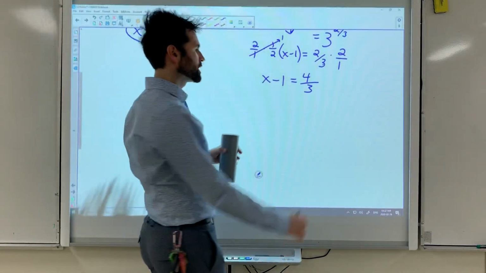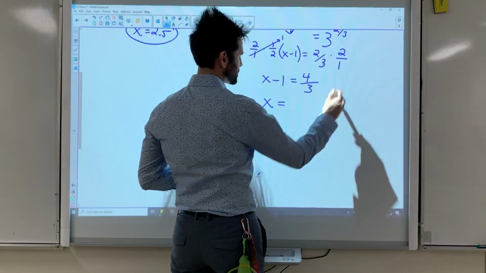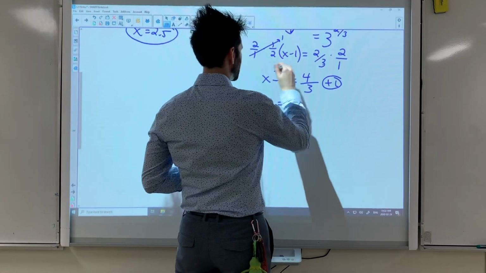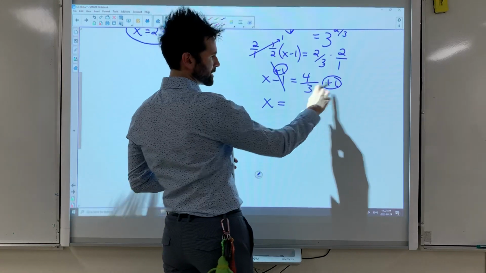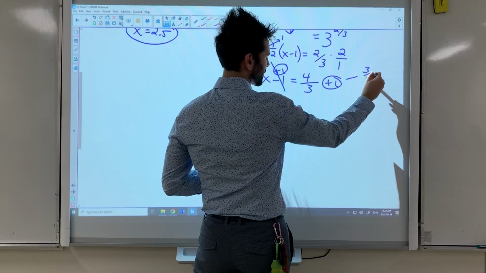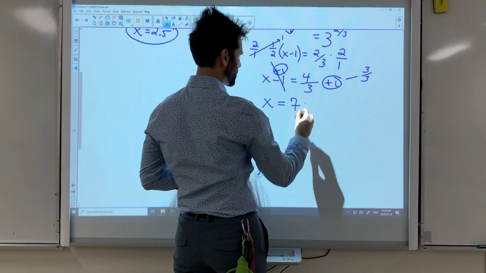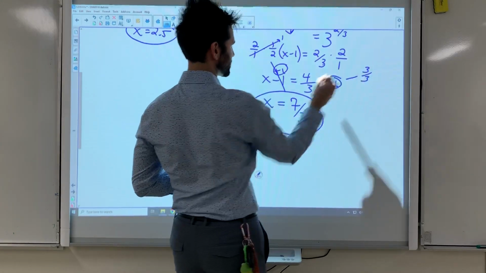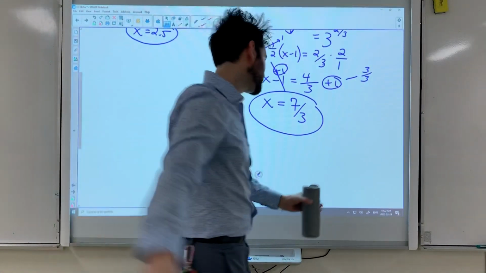Then I just add 1 to both sides to get x. So add 1, so that's gone. Now when I convert this to a fraction, I get 3/3. So overall, I get 7/3. 4 plus 3, 7. Done. That was easy.